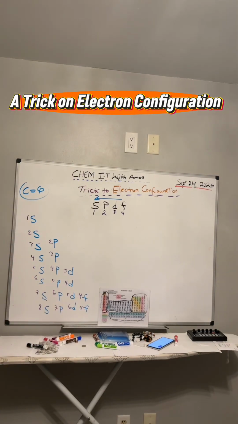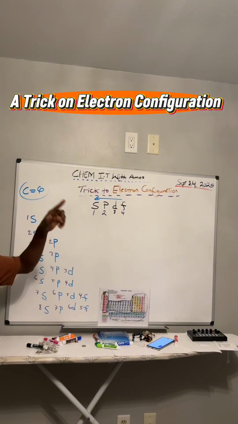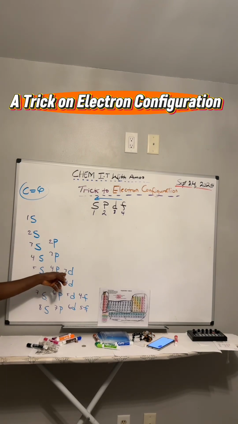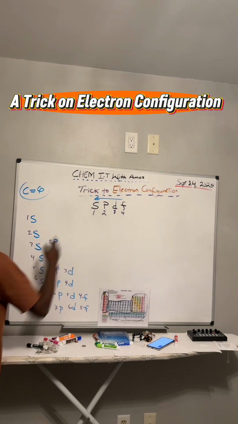So this clearly shows that there is no 1P in the configuration. No, because P is at its second position. So P starts with 2. So can you say 1P is there? No. Likewise, D starts with 3. There's no 2D. Likewise, F starts with 4. So there's no 3F. Hope you understand that based on this concept right here.